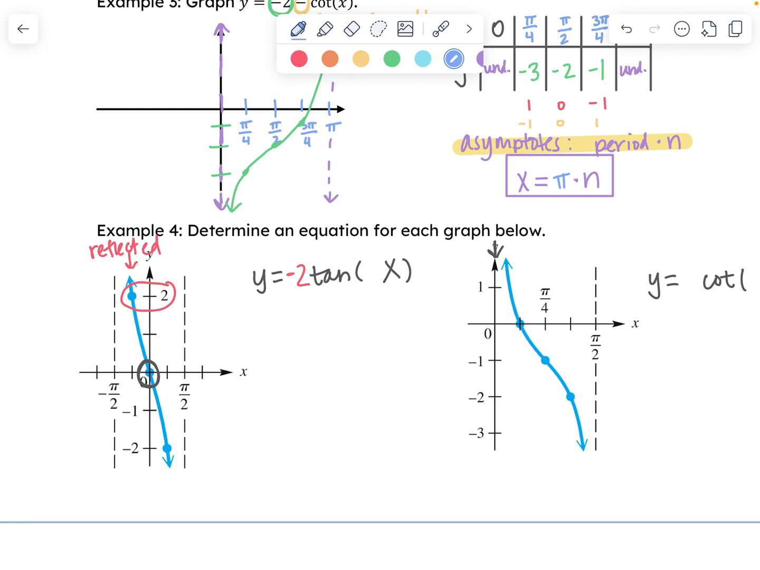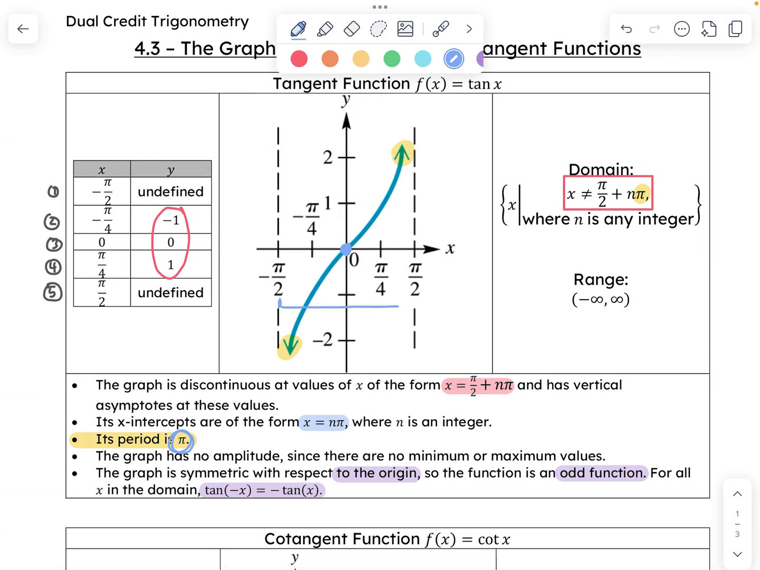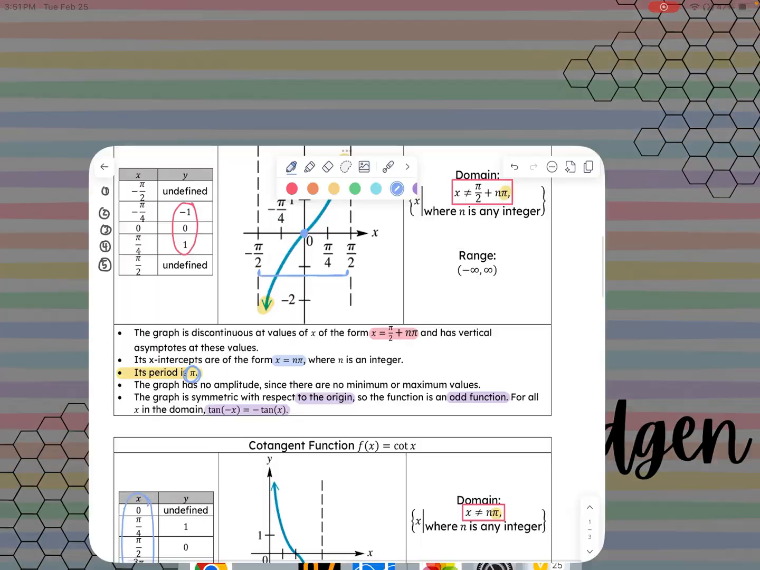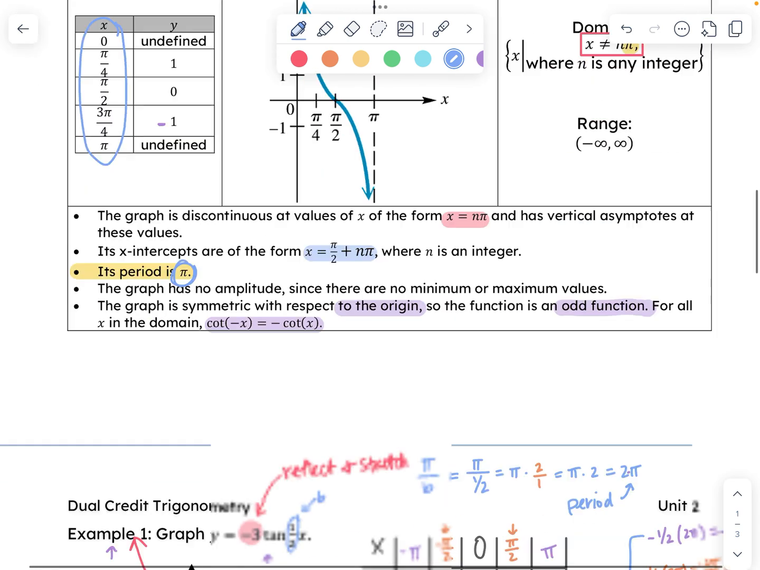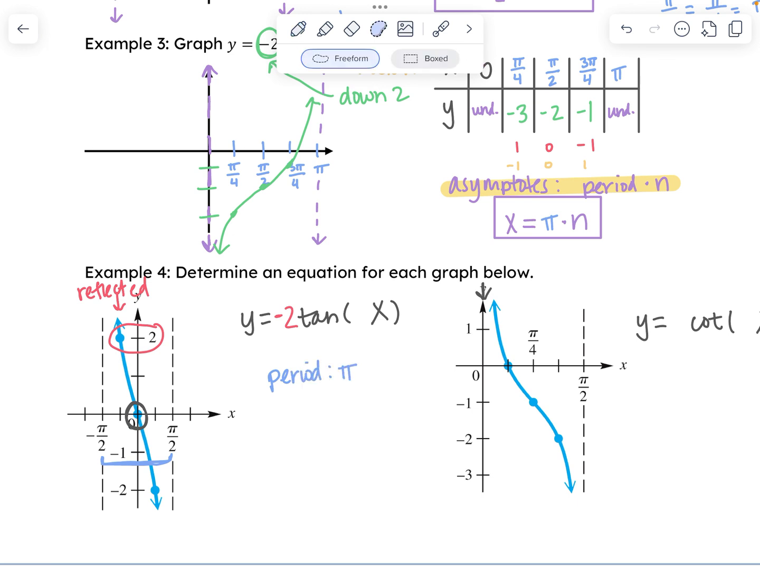Then to figure out my B value, I need to look at my asymptotes to help me figure out what my period is. So if you look, going from negative pi over 2 to pi over 2, that's where my asymptotes normally are. Negative pi over 2 and pi over 2. So my period has not changed. So that means that I don't have anything in front of my B. My period is still just pi, so there's no B value, and that's my equation.